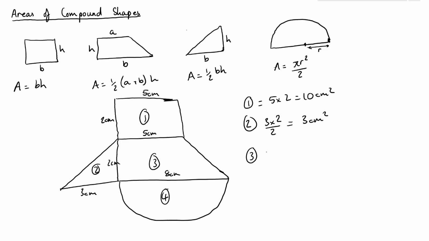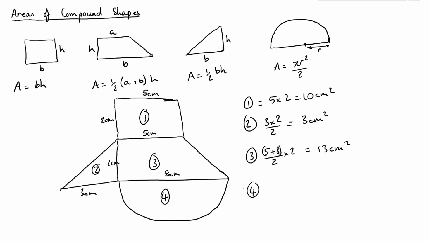So we would say that this is A plus B, so 5 plus 8, all divided by 2 because of the half at the front, and then times by the height, which is 2, and so the 2's will cancel, and so we'll just get 5 plus 8, which is 13 centimeters squared.